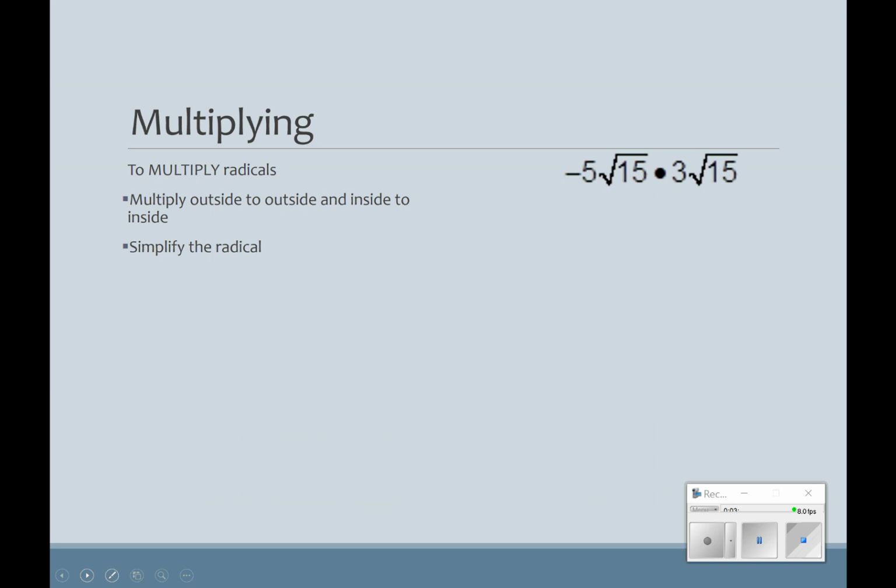Okay. To multiply radicals, we're going to multiply the outside to the outside and the inside to the inside, and then we're going to simplify the radical. So if I look at my first example, my outsides are negative 5 and negative 3 are my coefficients, so it's negative 15. And underneath, I can write it as one big radical as 15 times 15. I wouldn't even multiply that out, because right now I can see that I've got a pair, and I'm going to pull that out. So I'm going to get negative 15 times 15, which is negative 225.